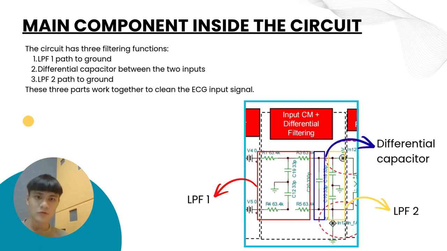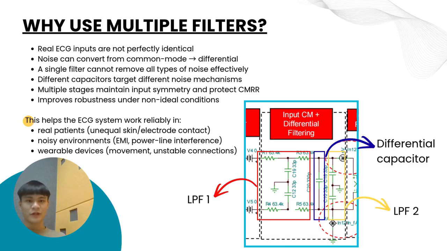amplifier. Looking closer at the main components, the circuit executes three distinct filtering functions. Firstly, we have a low-pass filter path to the ground, and secondly, there is a differential capacitor placed across the two inputs. Thirdly, there is a second low-pass filter path to the ground before the signal passes through the instrumentation amplifier. The three parts work in unison to clean the input ECG signal.